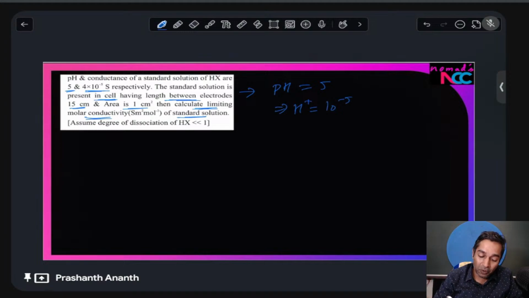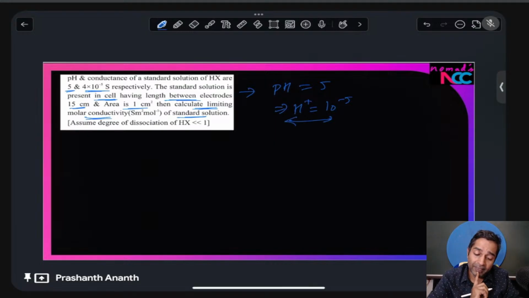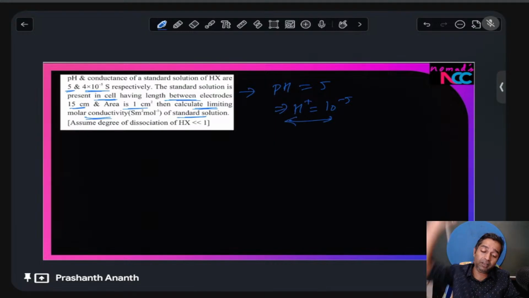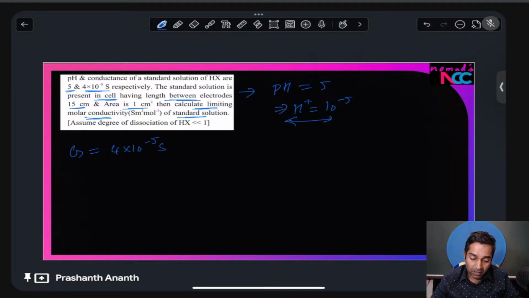Unexpected, but okay. So pH is going to be equal to 5, H plus concentration is going to be equal to 10 power minus 5. And they are giving us that conductance. Conductance in this case is given in Siemens over here, so this is G. So conductance is given as 4 into 10 power minus 5 Siemens.